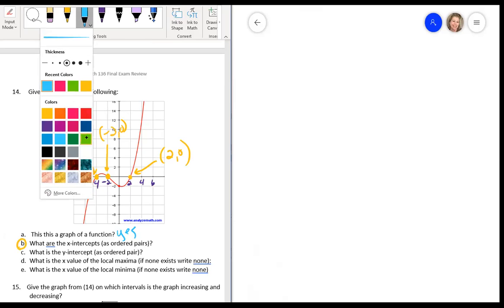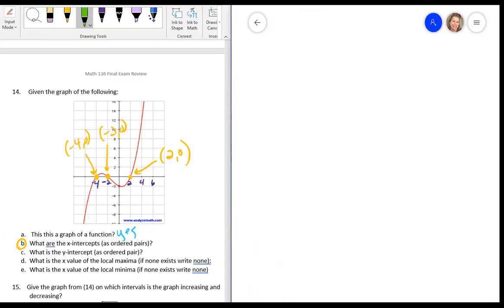And then part C, what is the y-intercept? That's this one right here. And the y-intercept would be when x is 0, and then you drop down to -2 on the y-axis. And then they ask about local maxima and local minima. When they use the word local, that is simply where it's a high point or a low point on a curve. I'm going to have to erase everything I wrote up here so I can highlight that now.